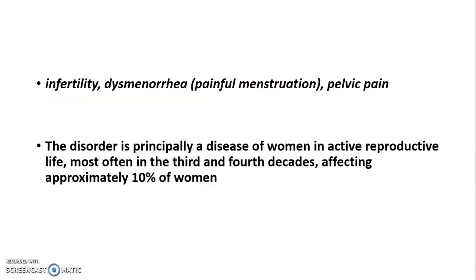So, how does a patient of endometriosis present? She may present with infertility or dysmenorrhea, means painful menstruation, or pelvic pain. Endometriosis is a disease of women in active reproductive life. Most often it occurs in the third and fourth decade of life, affecting 10% of the women.